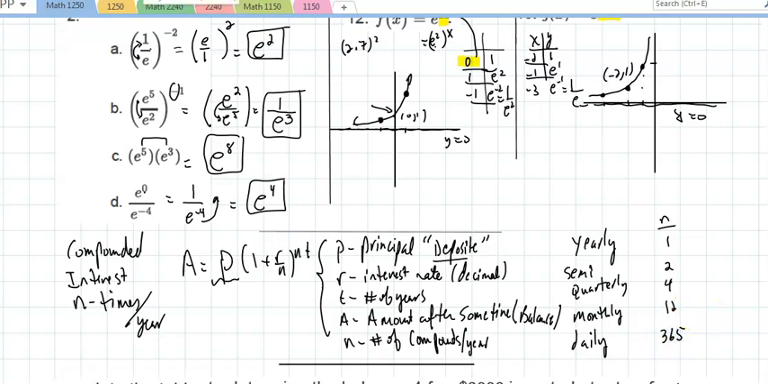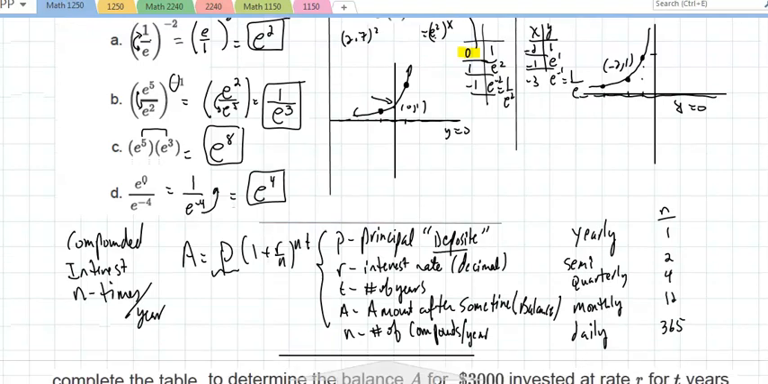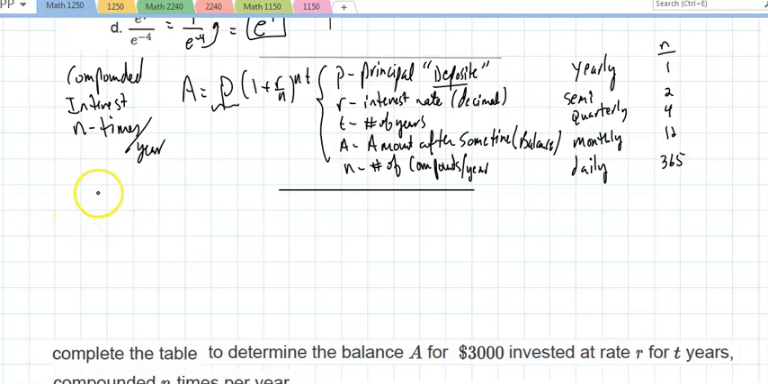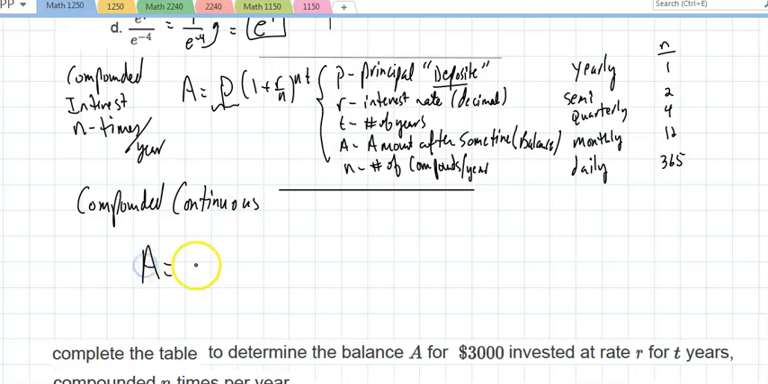That's one formula. There is another formula. So let me separate really quick. There is another formula, and that formula works for continuous compounding. A equals P times e to the rt. And everything is identical to the top except there's no n.